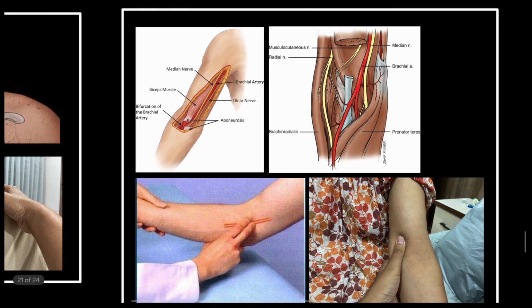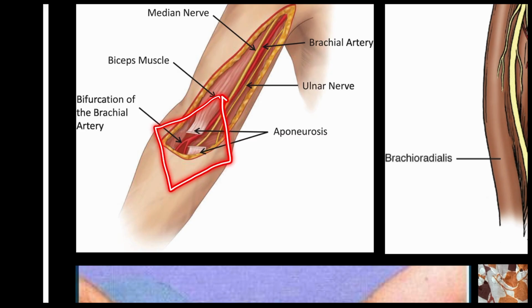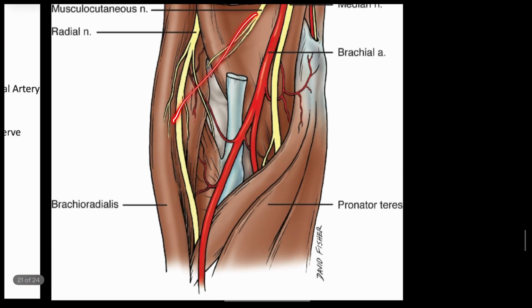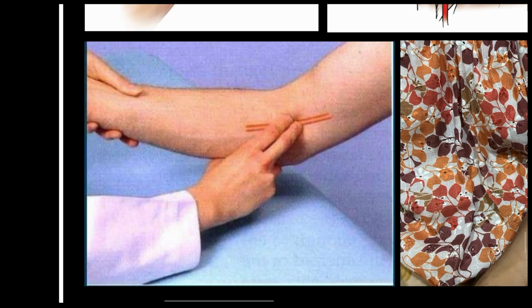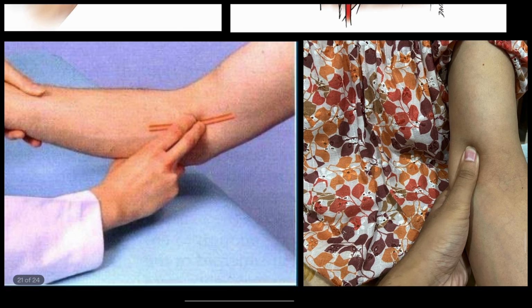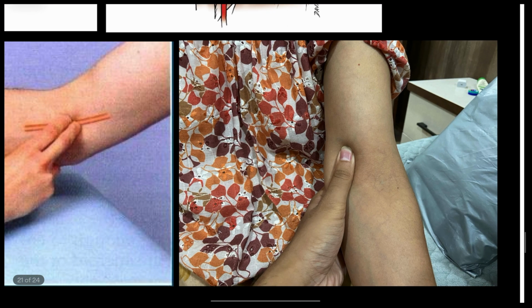Okay, next is brachial artery. The brachial artery is present in the cubital fossa, medial to the biceps brachii tendon. So here's the cubital fossa, here's the biceps brachii tendon, and medial to the biceps brachii tendon is the brachial artery. So you either use your thumb or the index finger and the middle finger to palpate the brachial artery present medial to the biceps brachii tendon.